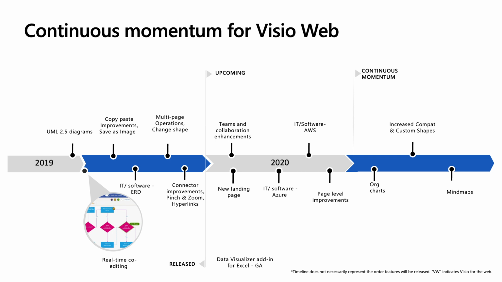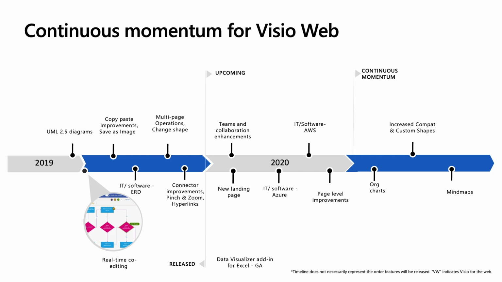And this year, we have a lot of releases lined up, like the new Visio landing page, which would be more coherent with WXP apps or the Office.com landing pages. And on the content side, this year we have already released the Azure diagrams and we would soon be releasing the AWS shapes as well.